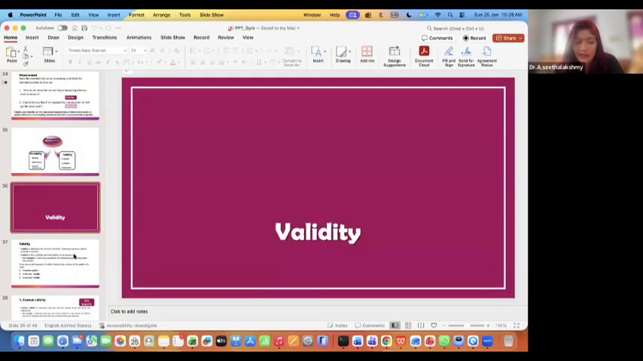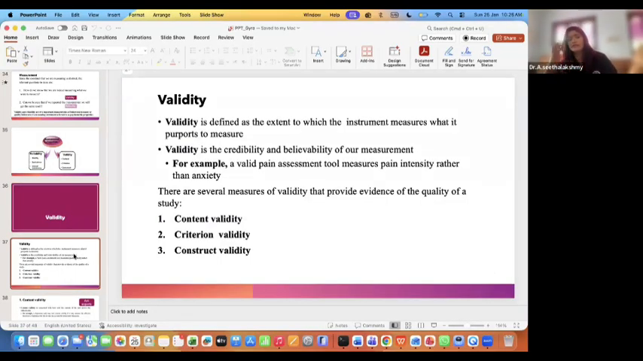Coming into content validity, validity is whether the instrument is measuring what it is supposed to measure. For example, a pain assessment tool should measure the intensity of the pain rather than your fear, anxiety, or stress related to pain. Okay, so how will you do that? For that, you have to look at the content, criteria, or construct validity. You can use any of these methods, or you can use some of these methods also.